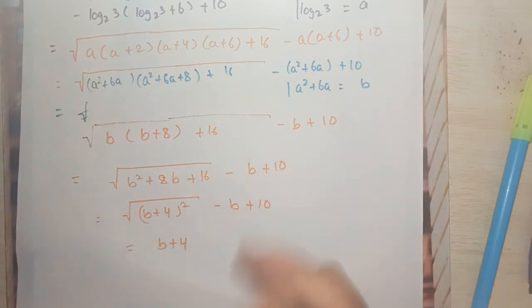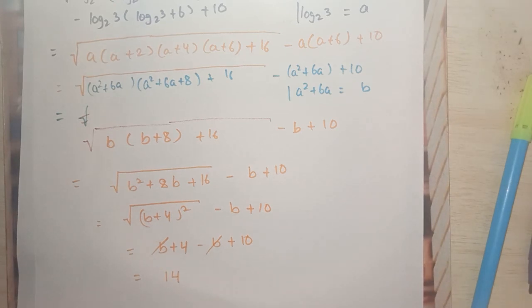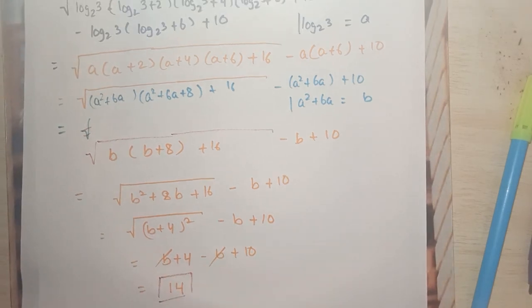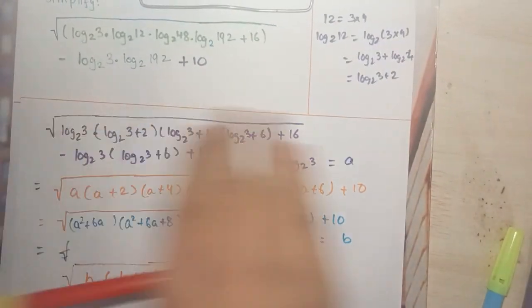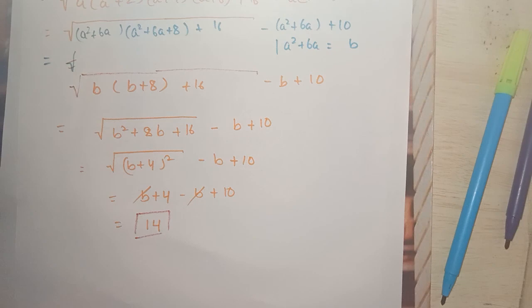That just removes that square over that, minus b plus 10. Those two cancel out. That's good. And we are left with 14. So this tedious expression right here simplifies to this. That looks quite simplified to me, and we are done.